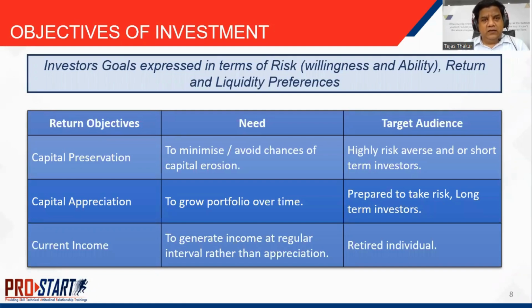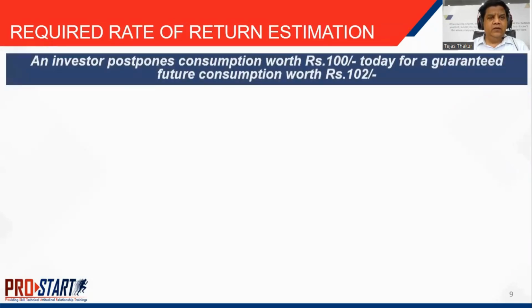That cooling off period which is required before the business actually takes off, he or she would need to support the family for the expenses which are there. That is the time also a person would probably want a current income. So capital preservation, capital appreciation, current income, over and done.